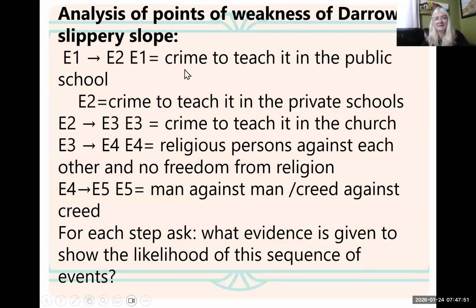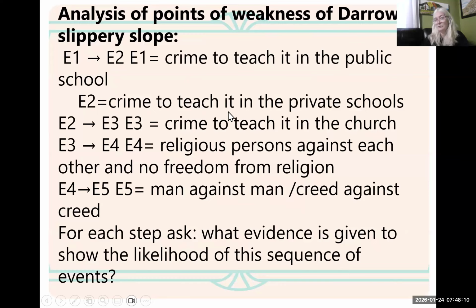So here's my analysis. First, event one is you make it a crime to teach in the public school. He's claiming this will lead to making it a crime to teach in the private schools. Ask yourself if that's a reasonable step. Even today, is that even possible that that would be true?